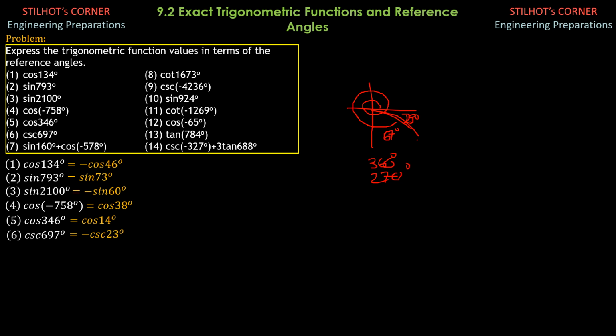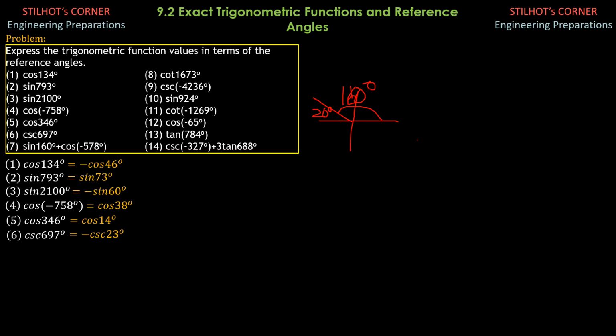Then we proceed to number 7, sine of 160 degrees. The reference angle of 160 degrees is 20 degrees. So if this is 160, then this is 20 degrees, the angle that the terminal side of 160 degrees makes with the x-axis.